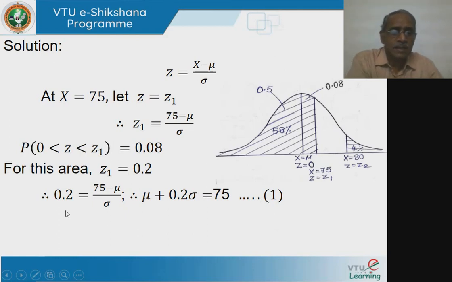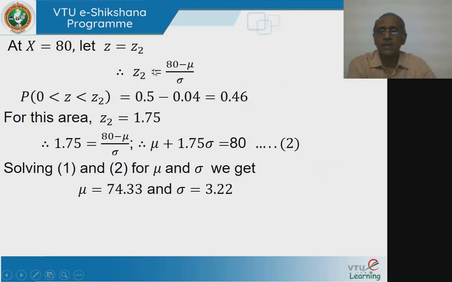In a similar way, at x equal to 80, let z be z2. At x equal to 80, z2 is equal to 80 minus mu by sigma. Assuming z equals z2 at x equal to 80, z2 is 80 minus mu by sigma.